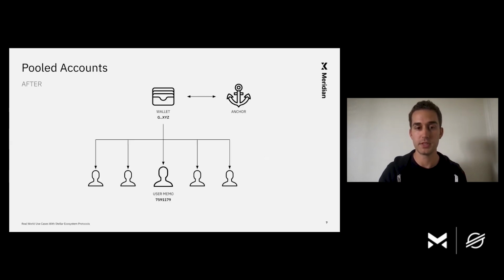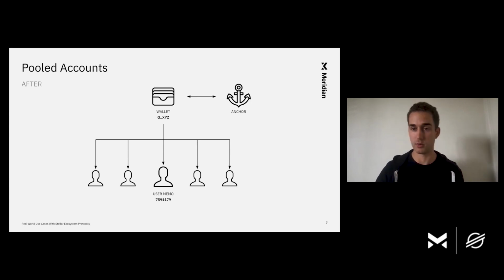One of the main differences is that wallets, instead of assigning individual Stellar accounts to each user, actually pool funds in a shared or pooled account. In this case, I'm not the account holder anymore if I'm one of these users. I have a user memo that was assigned to me by the wallet, and this memo allows the wallet to know how much of the funds in this pooled account are mine.